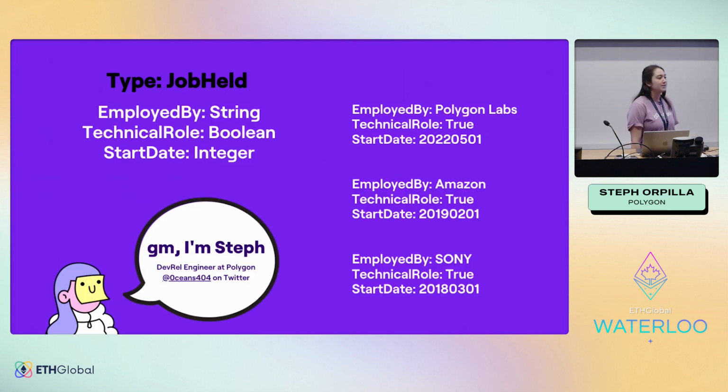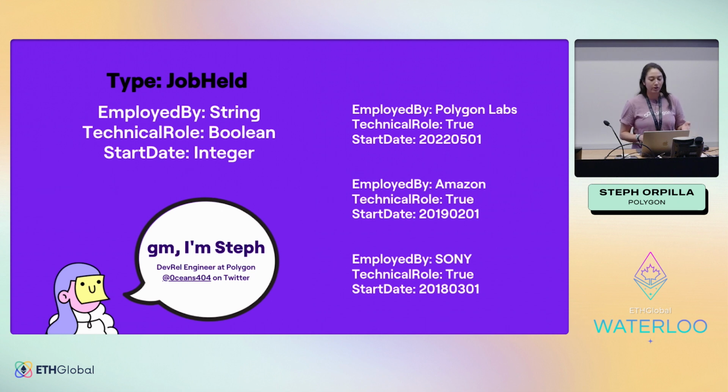Okay. So this is the first example of something. This is just a data type. It's called job held. And you can imagine this as a credential. It has some different fields. So it has employed by, technical role, and start date. So these are some of my examples of job held potential credentials.